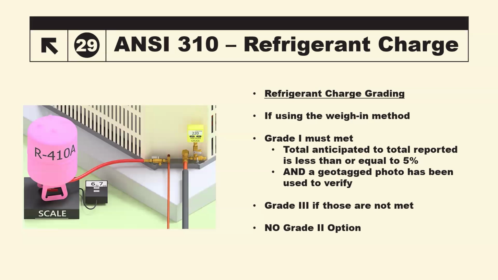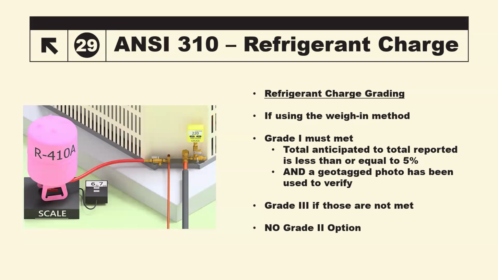Then, of course, weight of factory refrigerant charge. So what was in the condenser to begin with, and then the calculated total charge to calculated deviation. To achieve a grade 1, the difference between the total anticipated and total reported amounts of refrigerant must be less than or equal to 5%. And as we said earlier, a geotagged and stamped location photo needs to also be included.